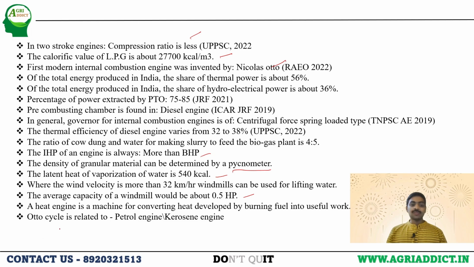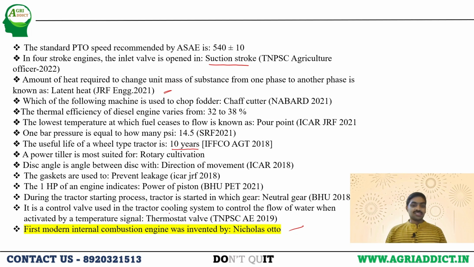Next I mentioned the Otto cycle and the diesel cycle. Now the question is, the Otto cycle is related to which engine? It is the petrol engine, but we may not remember the kerosene engine as well, right? You should make a note that the kerosene engine also follows the Otto cycle. Here you should not get confused with the diesel engine or diesel. That is different, and kerosene is different. And next, 1 HP of the engine indicates the power of the piston. Actually, different options will be there, and you will be clear there.